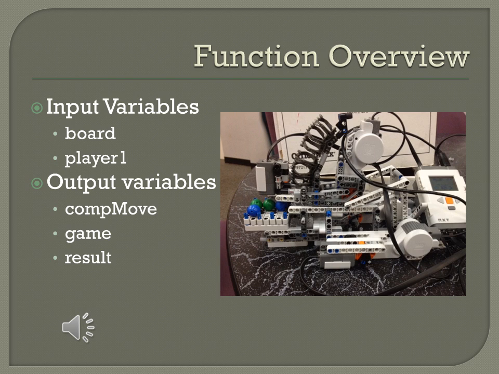It has three output variables. The first is comp move. This is the computer move. It will be determined through the prioritization method that we have developed. And the next output variable is game, and it will output the string over once it has determined that there's no move available. And the final output variable is result, which is either tie if the board is completely full and nobody has won up to this point, or win if the computer has won by placing 3 markers in a row.